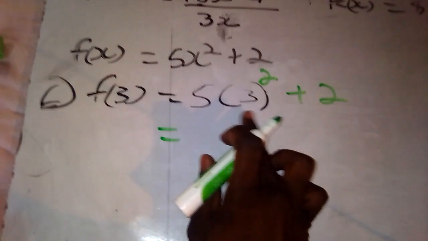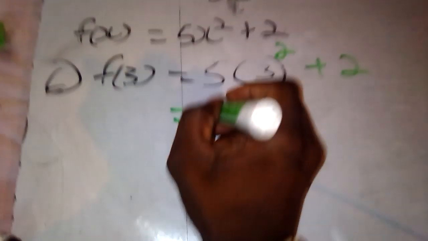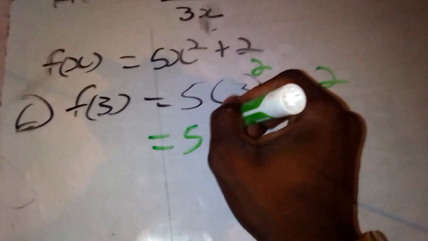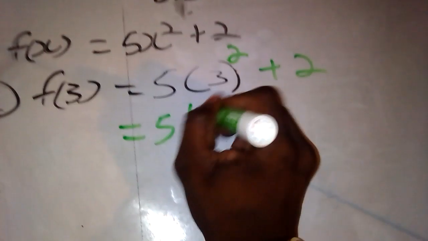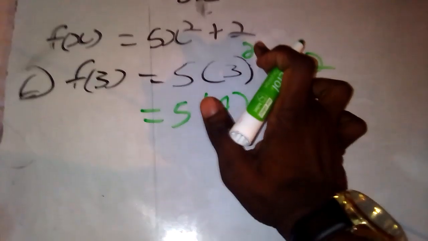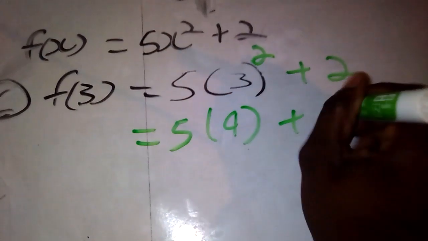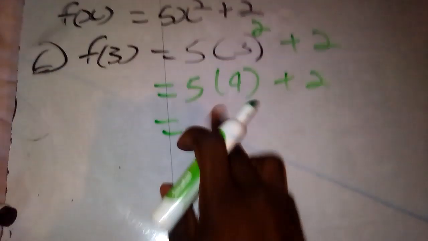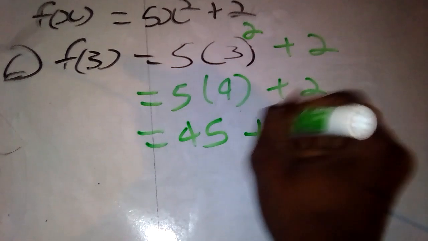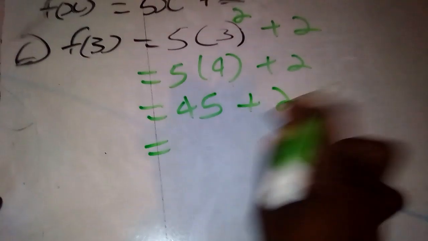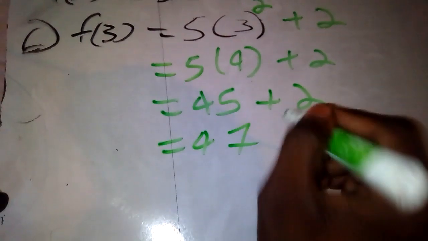Then if you guys can remember in the earlier video, when I have a question like this, you have to work the bracket first. You put back the 5, you're not going to distribute it yet. And 3 squared is actually 3 times 3, which is equal to 9. So when we work the 3 squared, we get bracket 9. Then I put back the plus 2. Now, we just simplify. 5 times 9 is 45. Then I add the 2 to it. 45 plus 2 is 47. So therefore, f of 3 is equal to 47.